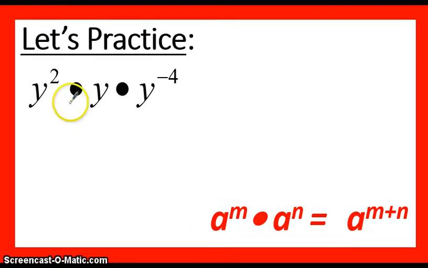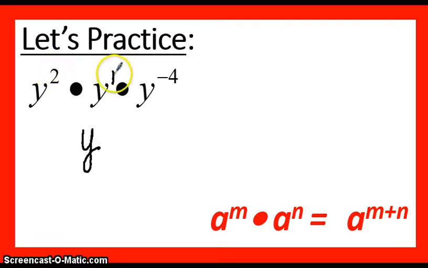This rule also works if you have the same base more than twice. If you have the same base more than twice, just add all the exponents for that base. So we have y squared times y, which is the same as y to the first power, you can write that in on your sheet, times y to the negative 4th. So we know the base number will be the same, and we have to add all the exponents.